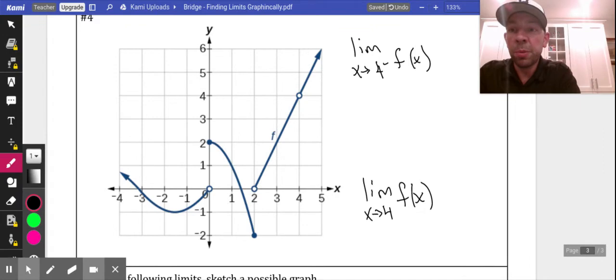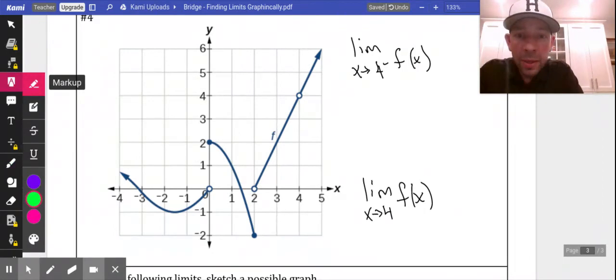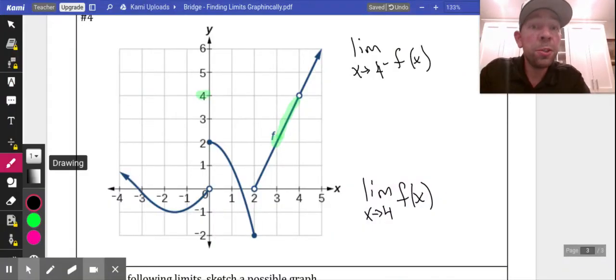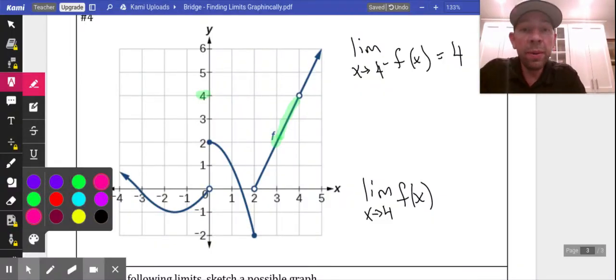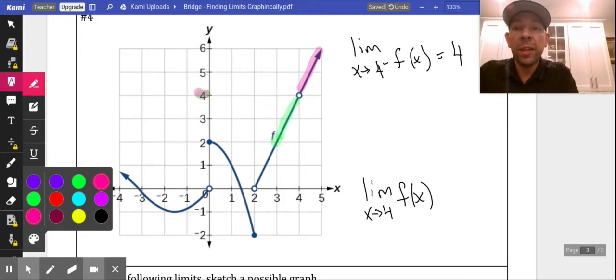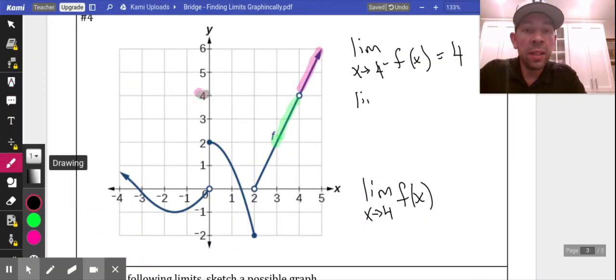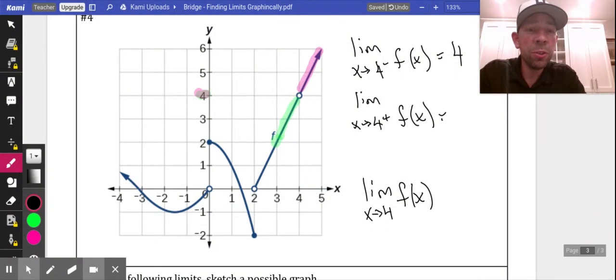So my limit as x approaches 4 from the left. Let's see. I've got to start just to the left of 4. Maybe I'm going to start in the neighborhood of x equals 3, walking closer and closer to 4, and I'm approaching a height of 4. So as x approaches 4, the function approaches a height of 4. What about the limit as x approaches 4 from the right-hand side? Look at that. Looks like we're also approaching a height of 4. So we could say the limit as x approaches 4 from the right-hand side also equals 4.